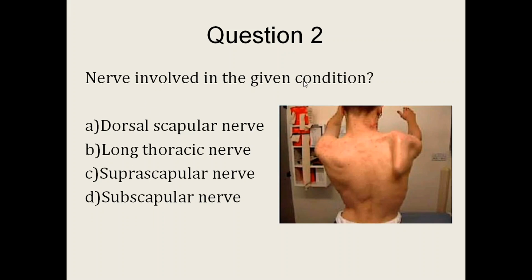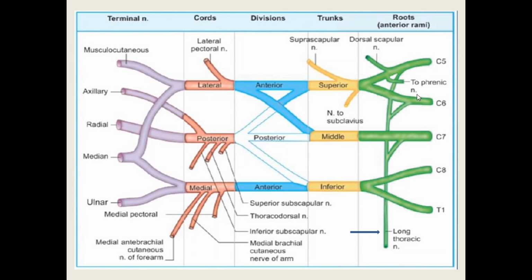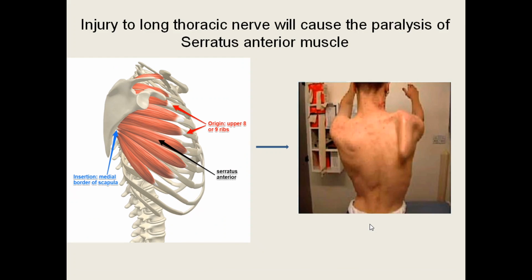Nerve involved in the given condition. What is this condition? This condition is known as winging of scapula. Here is a complete representation of the brachial plexus, and in the brachial plexus, we can see there are 5 roots. Here is an arrow. You can see the long thoracic nerve. This long thoracic nerve is formed by the roots of C5, C6 and C7. These are not the terminal nerves. This is arising from the roots of C5, C6 and C7. This is the long thoracic nerve.